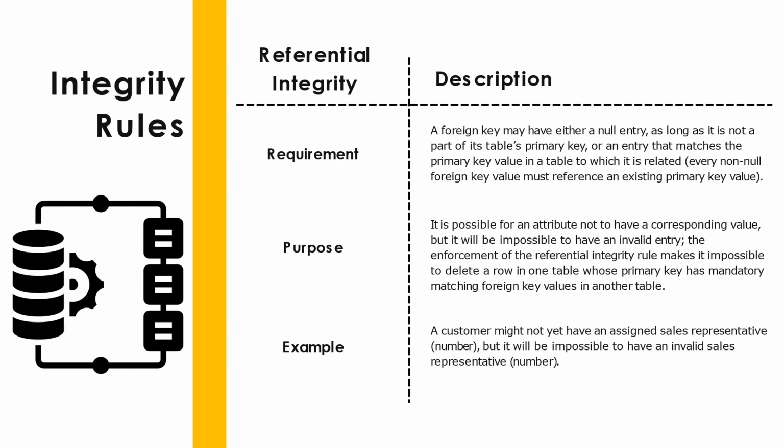The enforcement of the referential integrity rule makes it impossible to delete a row in one table whose primary key has mandatory matching foreign key values in another table. An example of which is a customer might not have an assigned sales representative number, but it will be impossible to have an invalid sales representative number.